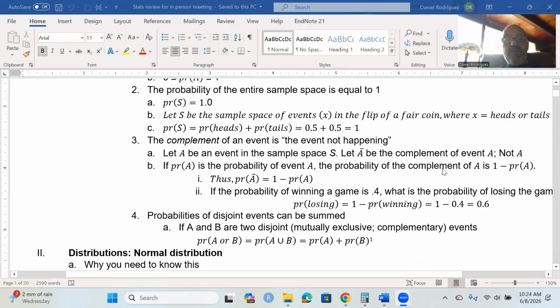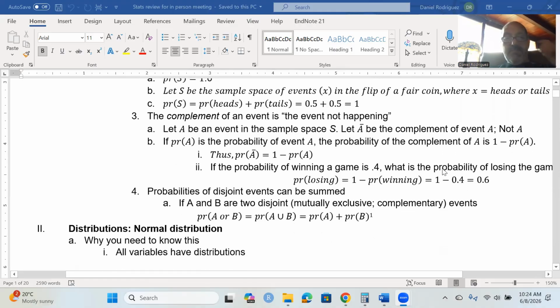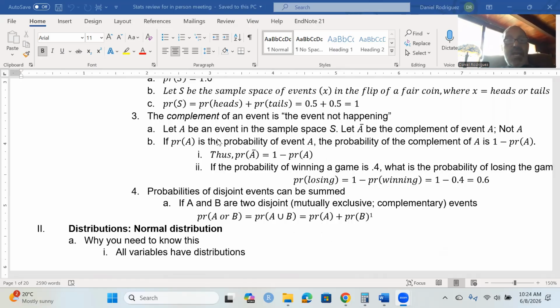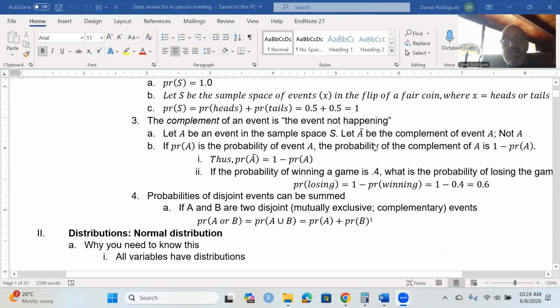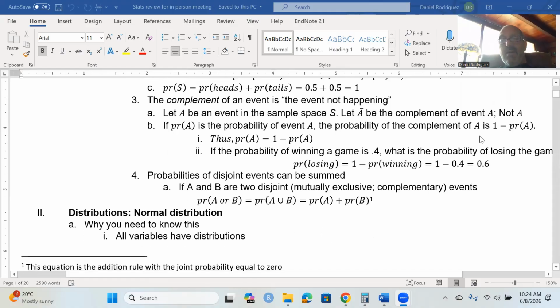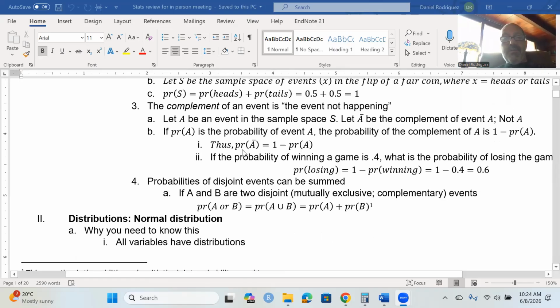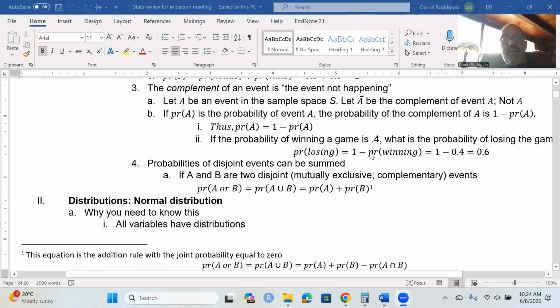The complement of an event is the event not happening. Okay? Complement of an event is the event not happening. If we let A be an event in the sample space S, let A with a line over it be the complement of event A. We'll call that not A. If Pr(A) is the probability of event A, the probability of the complement of A is 1 minus the probability of A. Thus we have the probability of not A equals 1 minus the probability of A.